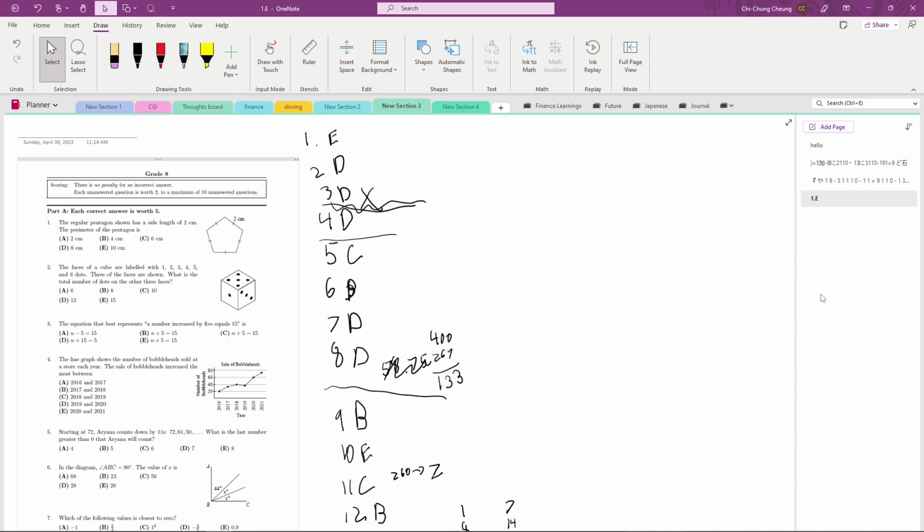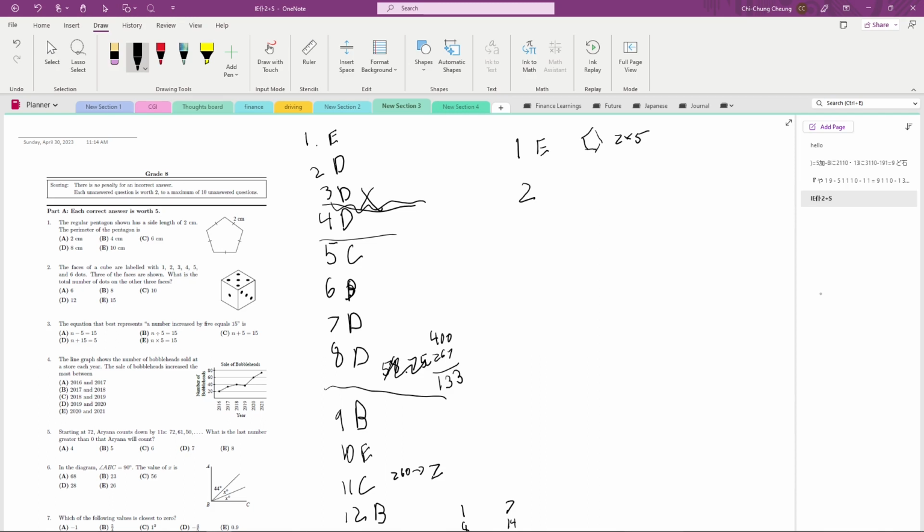So for part one, it's a pentagon, and it has side lengths of 2 centimeters for each side. Pentagons have 5 sides, so 5 times 2 is 10, which is E. I'm just gonna do 2 times 5.